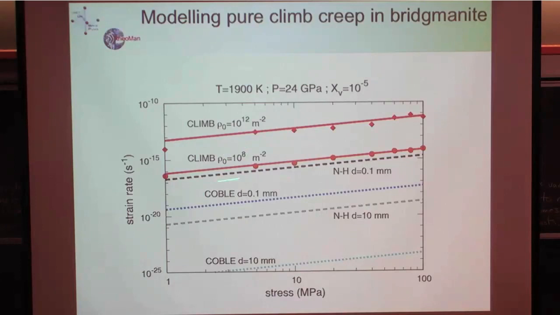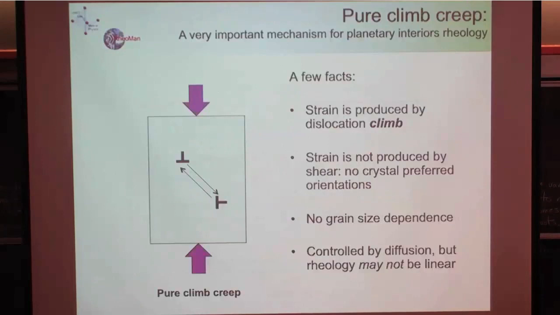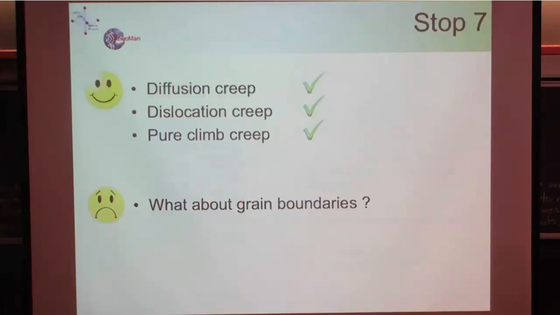For the pure climb creep, that would depend on the dislocation density, but we should focus on 10 to the 8, which is the dislocation density that we can expect in the mantle. And we see that it can do the job at a strain rate which is fast enough to describe what we want. And it's always more efficient than Nabarro-Herring or Coble creep, for good reasons. Again, we reduce the diffusion path inside the crystal. So this is the mechanism that we propose to be active in those strong high-pressure phases inside the mantle.